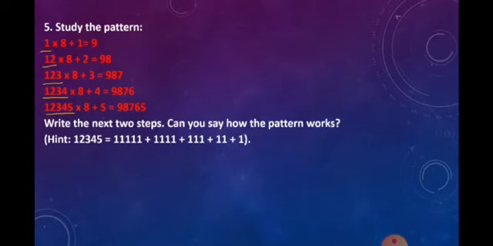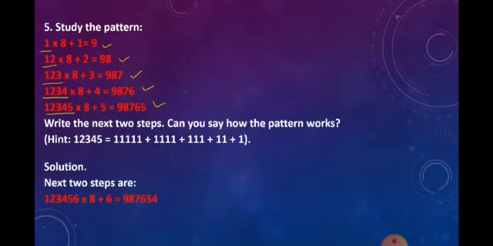Multiply by 8 is common. Plus 1 in the first row, plus 2 in the second row, plus 3 in the third row, plus 4 in the fourth row, and plus 5 in the fifth row. So we are adding one number ahead of the previous one, which is equal to 9 in the first row. Then 9, 8 in the second row, 9, 8, 7 in the third row, 9, 8, 7, 6 in the fourth row, 9, 8, 7, 6, 5 in the fifth row. So we are moving in the reverse order.